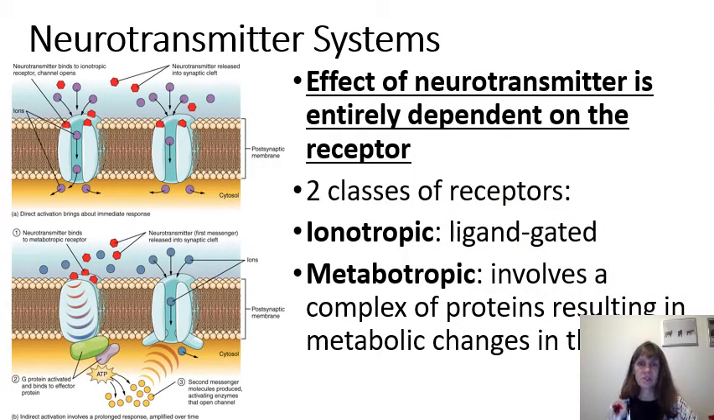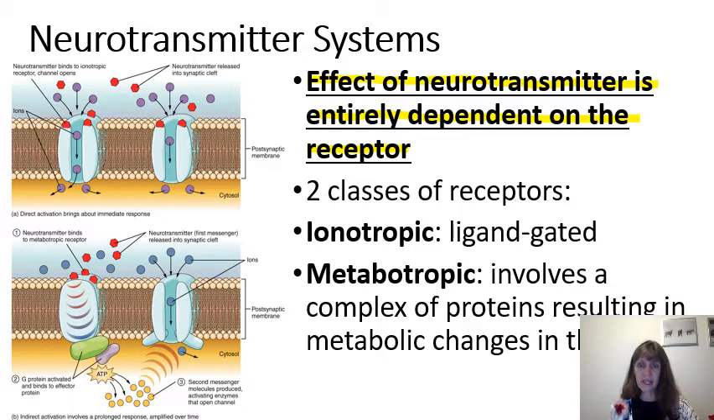With neurotransmitter systems, the effect of the neurotransmitter is dependent entirely on the receptor. I'll say that again because this is really important. The effect of the neurotransmitter is not due to the neurotransmitter. It's dependent on the receptor and how the receptor responds to the neurotransmitter.